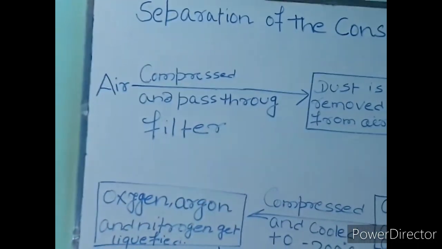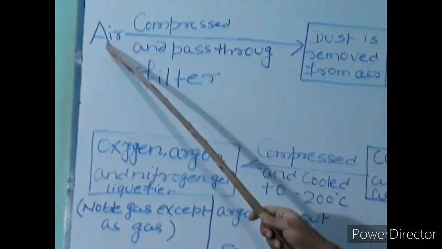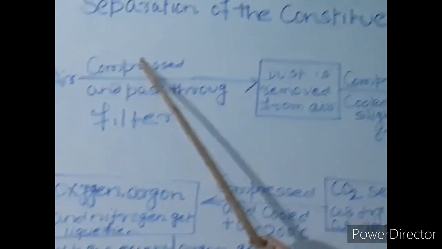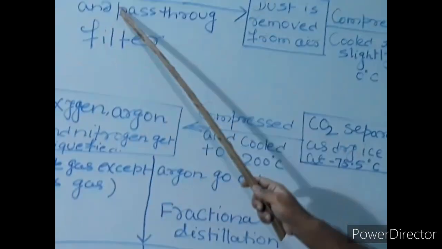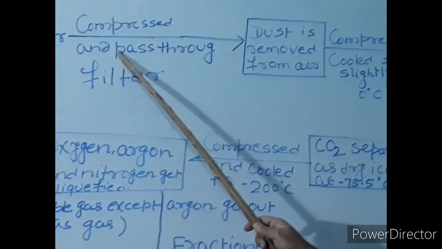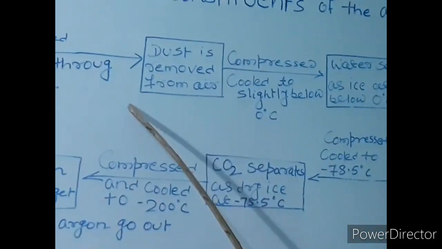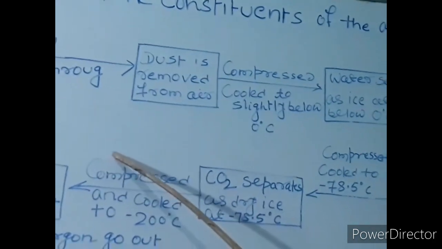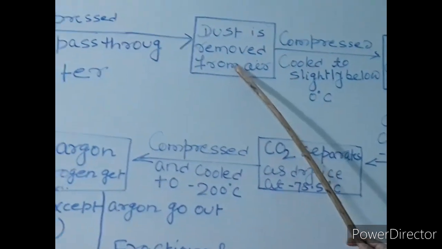Once again, just to revise it, as I said, the air first needs to be compressed and passed through a filter. When compressed air is passed through a filter, the dust particles from the air are removed. Now you have air, compressed air, free from dust.